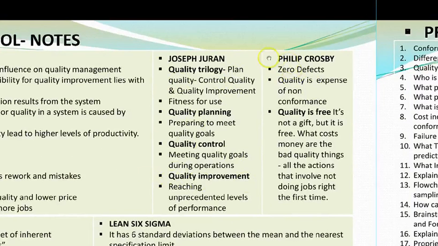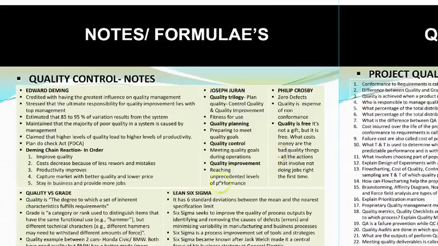The third guy is Philip Crosby. He says there should be 0 defects. Quality is the expense of non-conformance. Then he was the one who said quality is free. It's not a gift, but it is free. What costs money are the bad quality things, all the actions that involve not doing jobs right the first time.